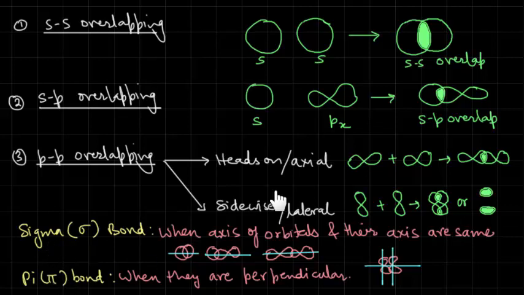Sigma bond and pi bond. So here in these two cases, when the bond is along the axis, they are called sigma bonds.